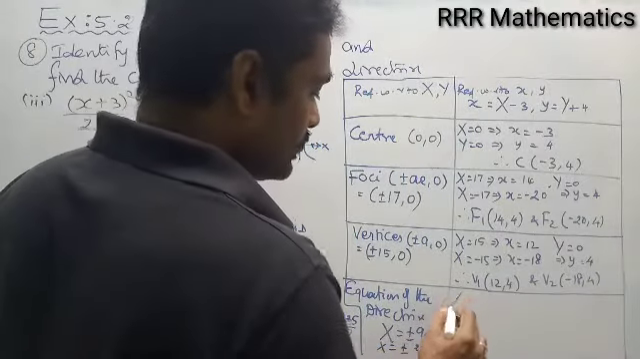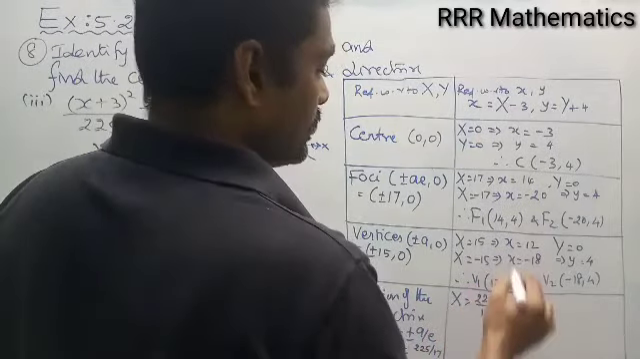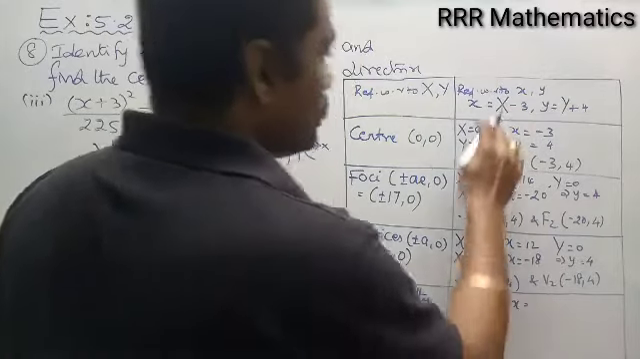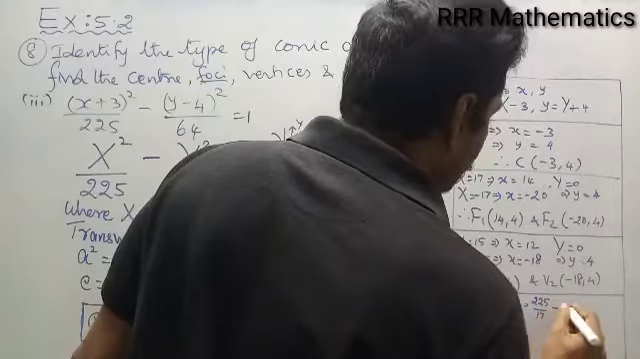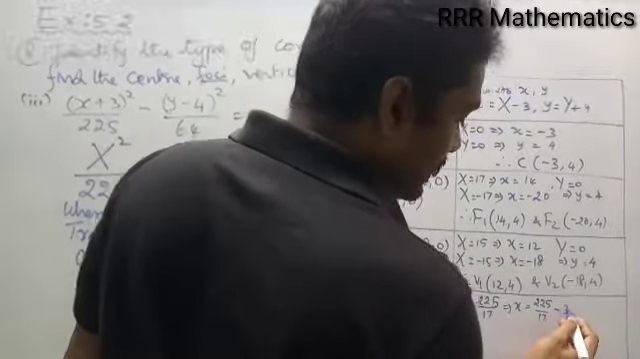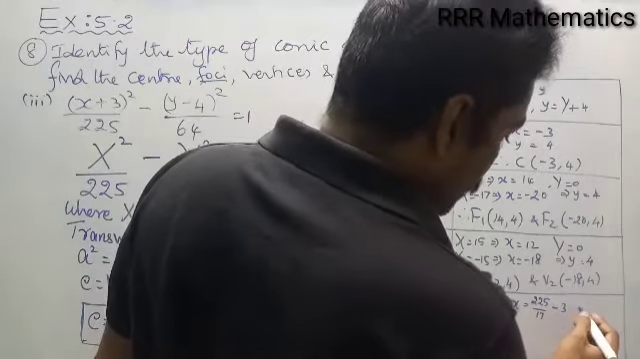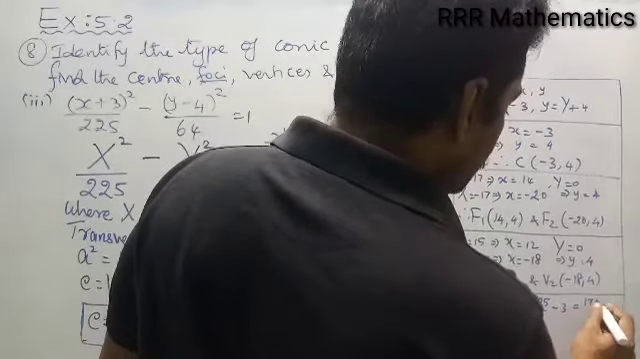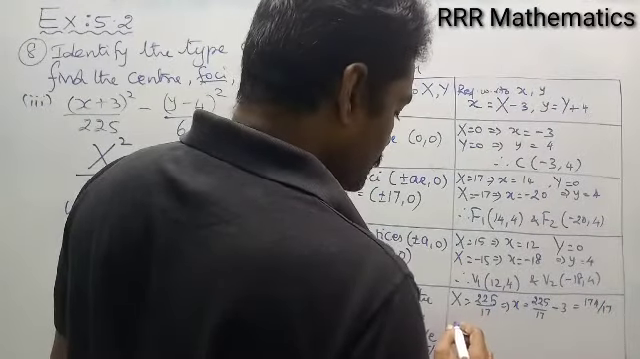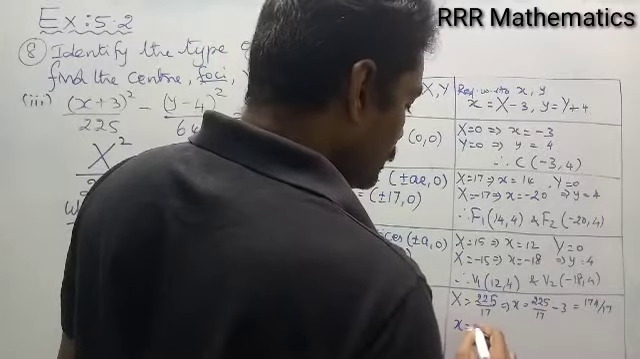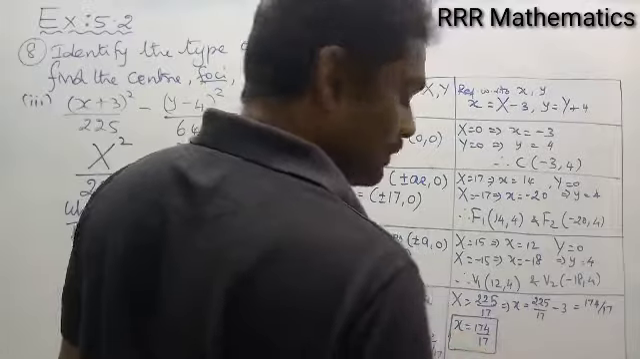Now replace x equal to 225 by 17. So small x will be 225 by 17 minus 3. It gives 17 times 3, 51. When you subtract 51, it gives 174. So 174 by 17. That is small x equal to 174 by 17. This is one of the equation of the directrix.